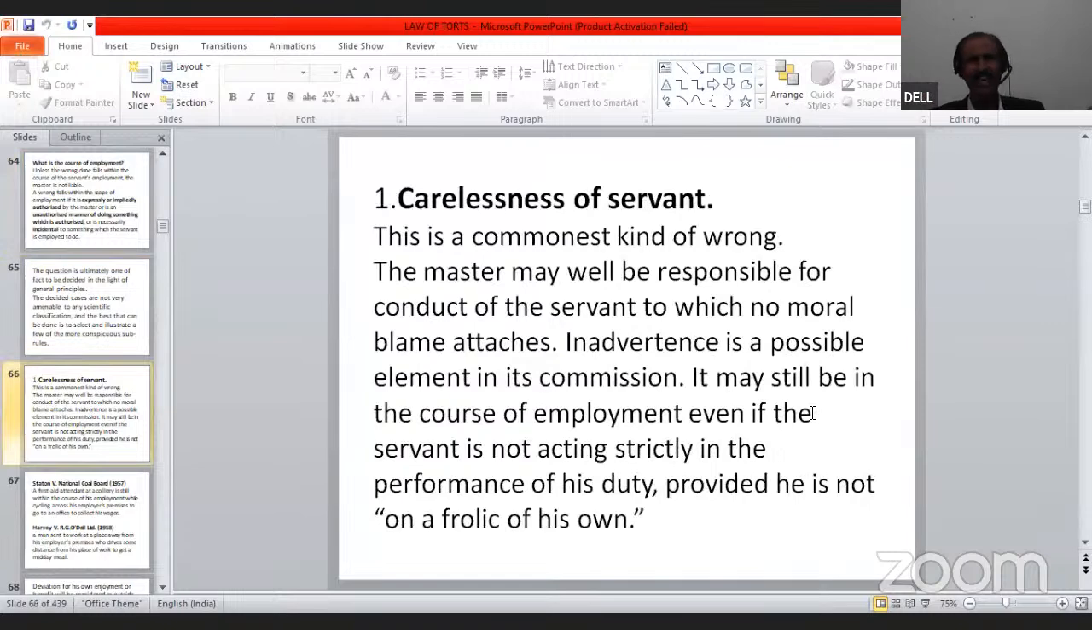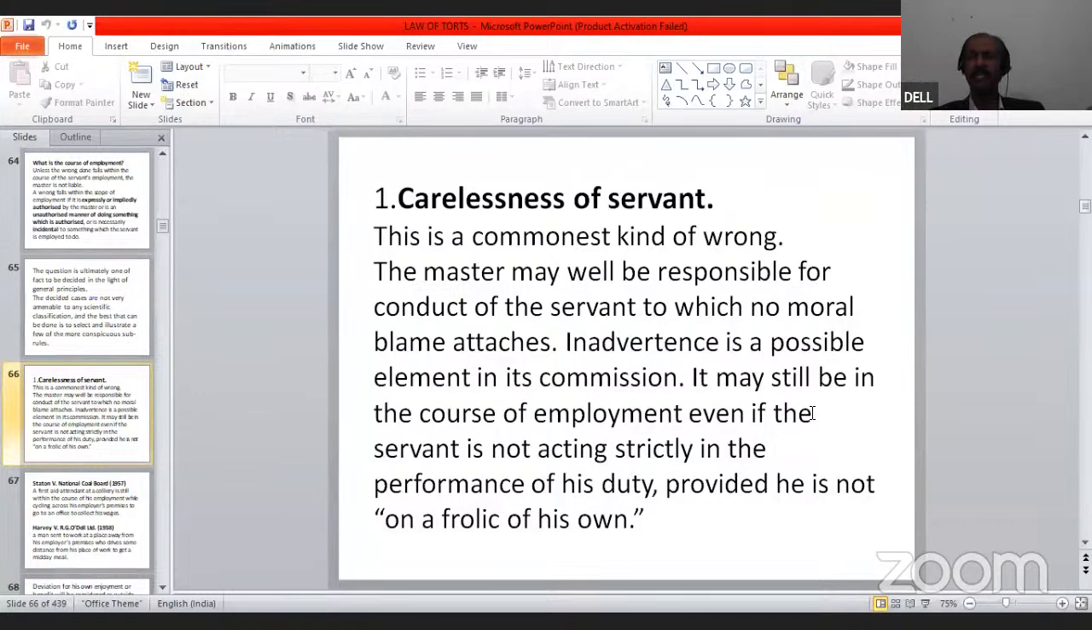The first circumstance: carelessness, negligence. There is nothing to ask about this. Suppose the servant is negligent and the master is responsible. The only thing is, while committing the negligence, whether it is within the course of employment or not. If the employee works within the premises of the master, when he goes outside, he may go for entertainment, excursion, etc., for his own benefit.